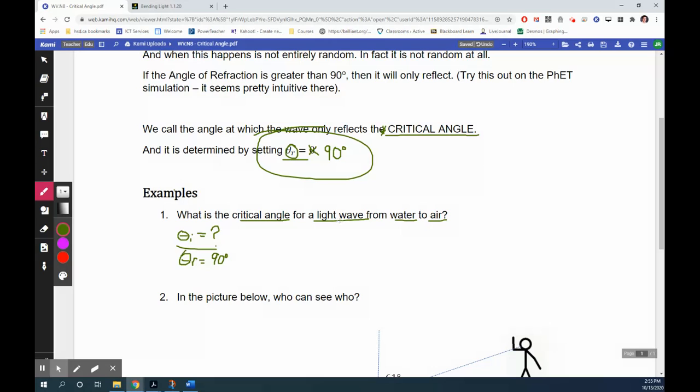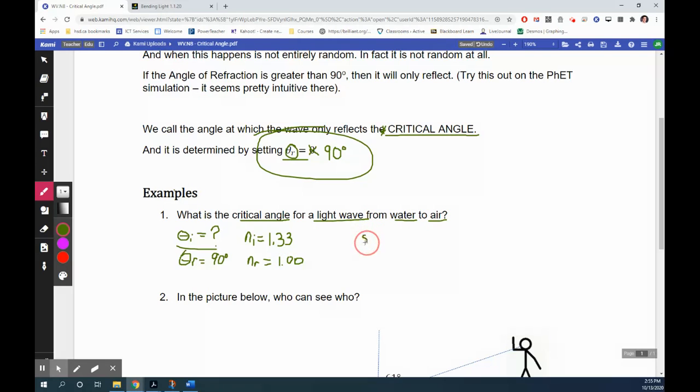And so what else do we know? Well, we actually know a lot. We know that the index of refraction for the incident is water, because we're going from water to air, and water has an index of refraction of 1.33, so that's the incident index of refraction, and the refracted index of refraction is air, which is 1.00. And so now we can set up our equation.